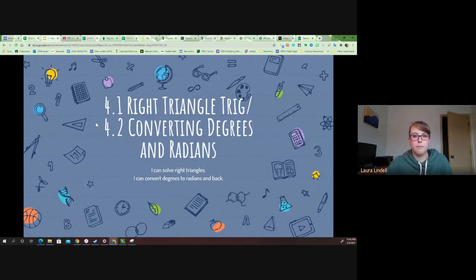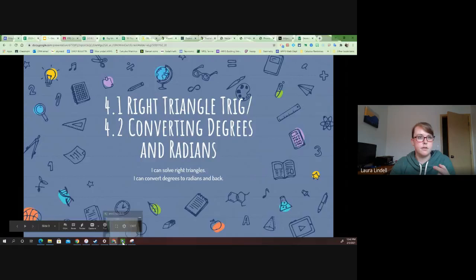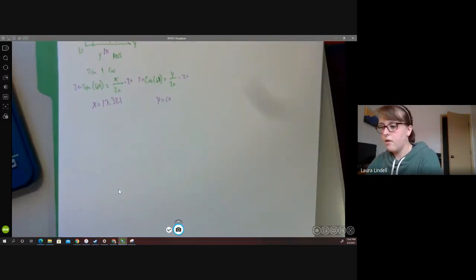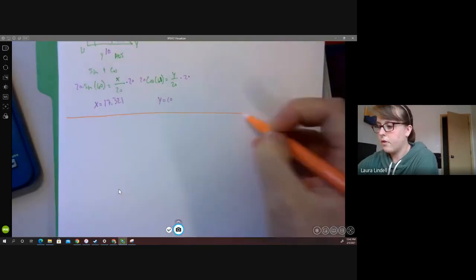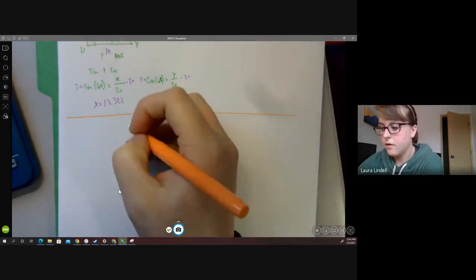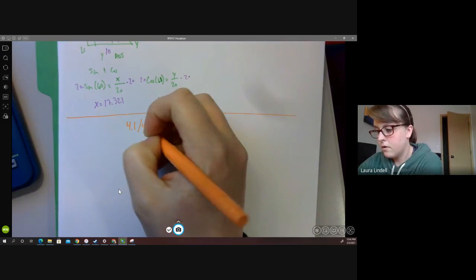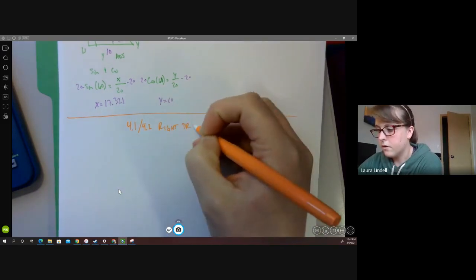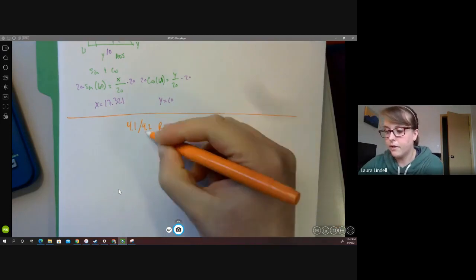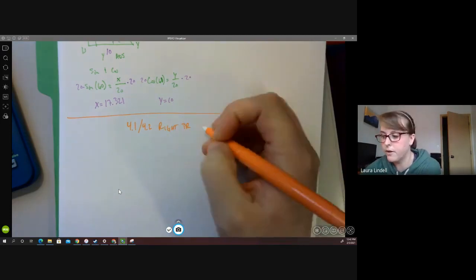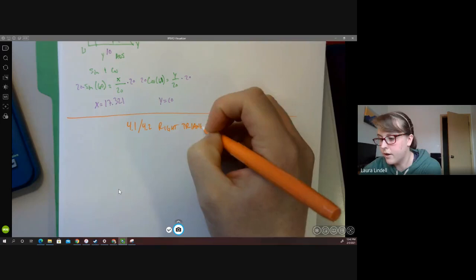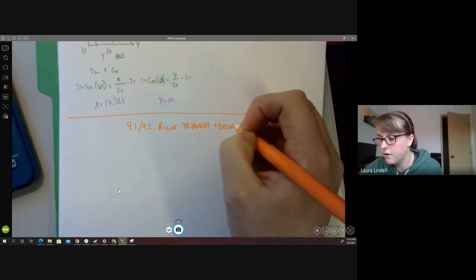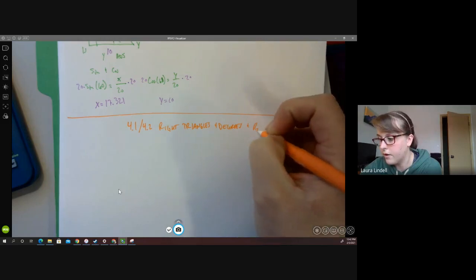So time for some notes. So 4.1, 4.2, we're just barely dipping a toe in 4.2 today. Right triangles and degrees and radians.